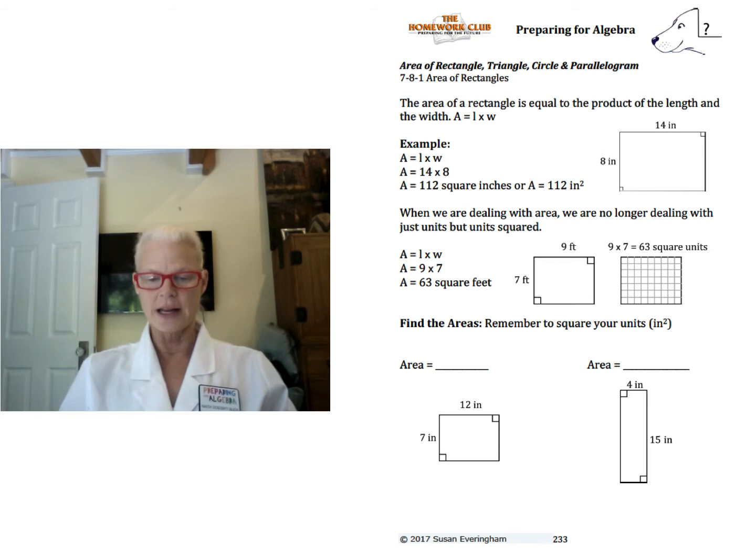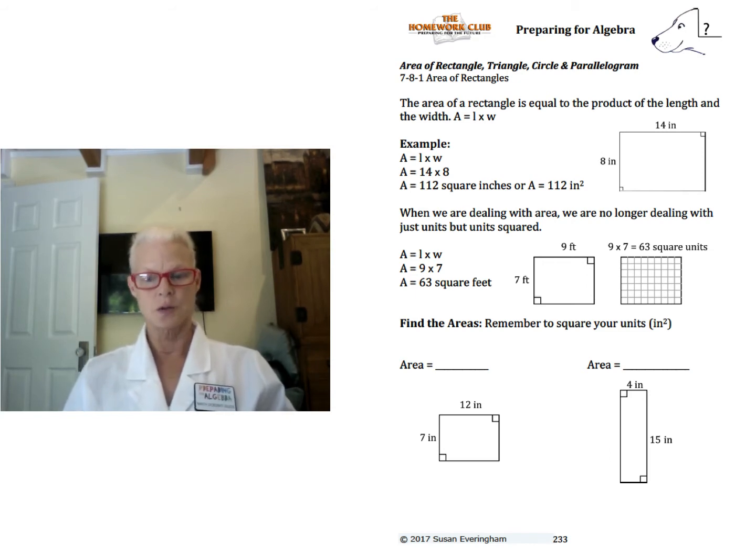Go ahead and find the areas. Remember to square your units. So inches squared, feet squared, whatever it requires. And we'll move on to page 234.